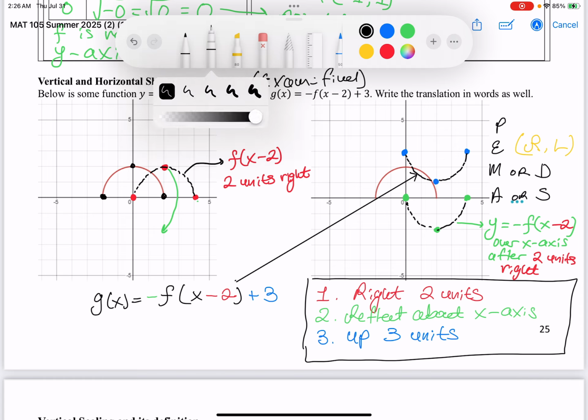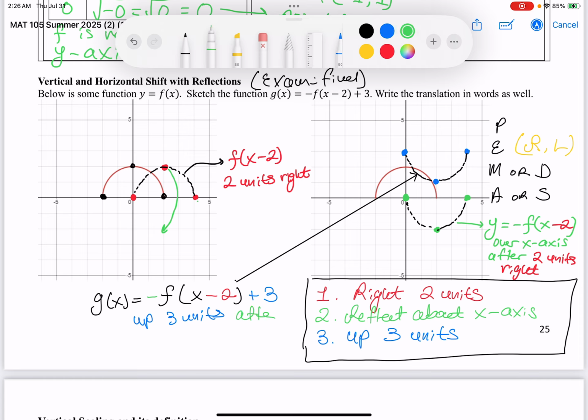So I want to write here, this function was shifted up 3 units after reflected over x-axis and, rather, I'm going to use not proper English, after shift 2 units right.